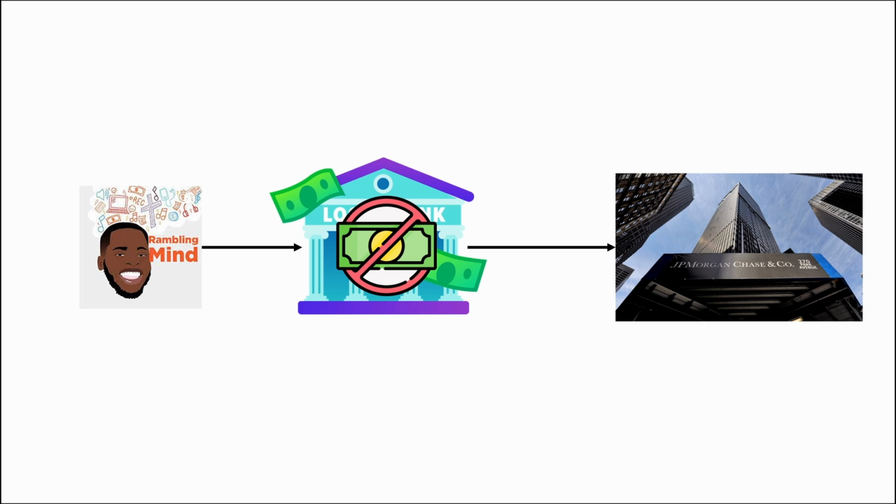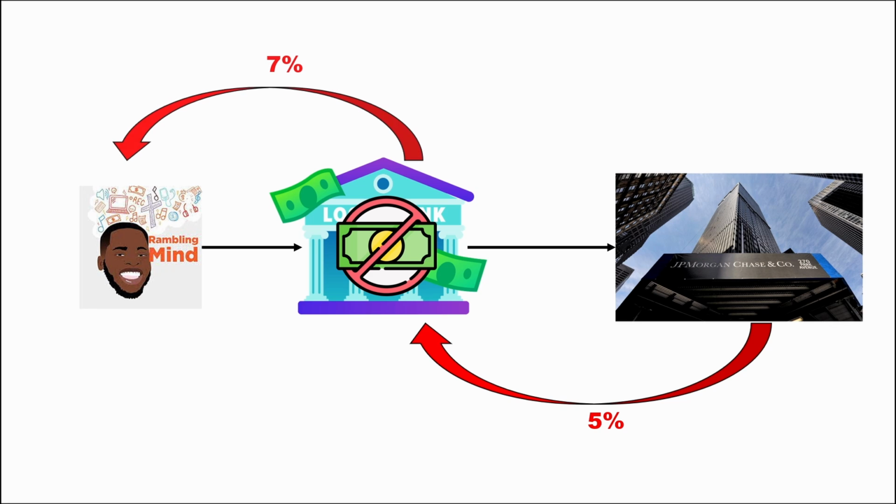JP Morgan looks at him and says, yo, right now interest rates flowing between me and other banks is about 4%. I need to make a spread on this. So they try, we're going to give you this money at 5%. The bank says, cool. We're going to go to our customer before we take this money and talk to him because we're going to have to charge him 7% in order for us to make our spread again.